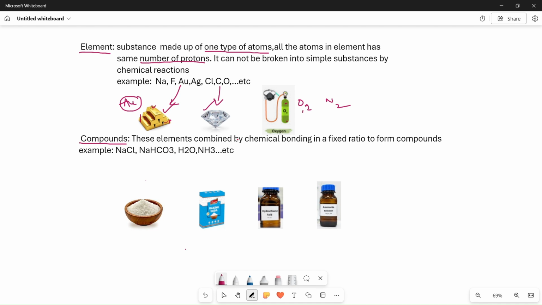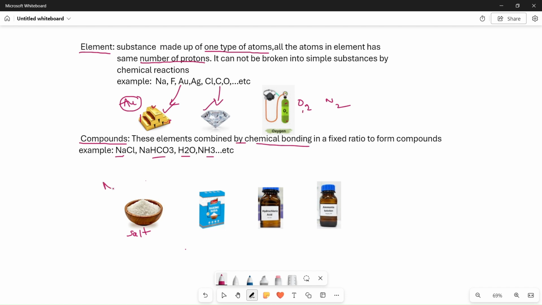So the elements combine by chemical bonding in a fixed ratio. So what it is, we'll see. Examples from daily life: baking soda, sodium chloride, salt, water, ammonia, right? So this is salt, this is table salt, you can say. So I'm saying this is a compound and it is combined by chemical bonding in a fixed ratio.